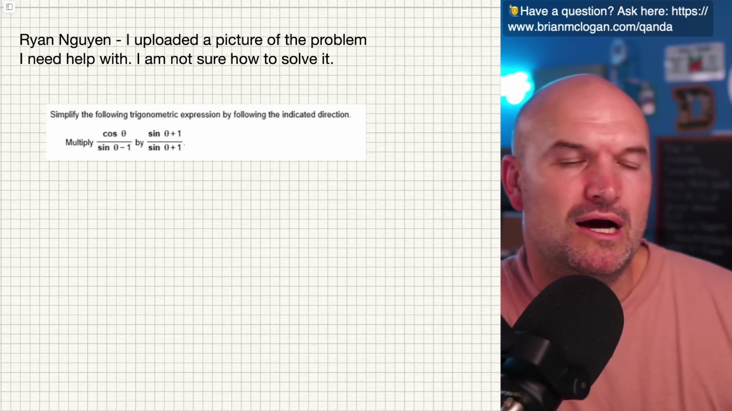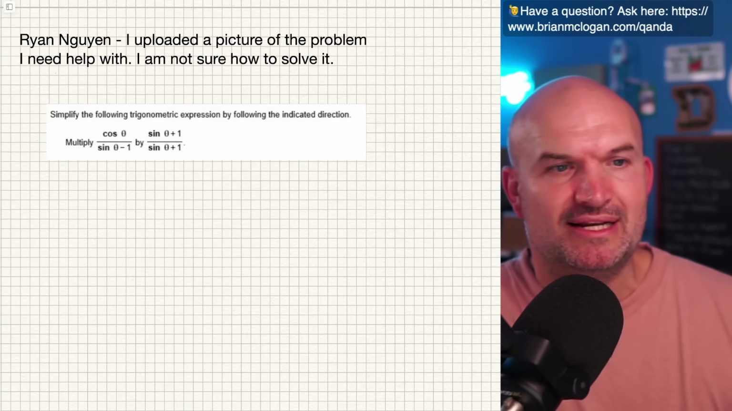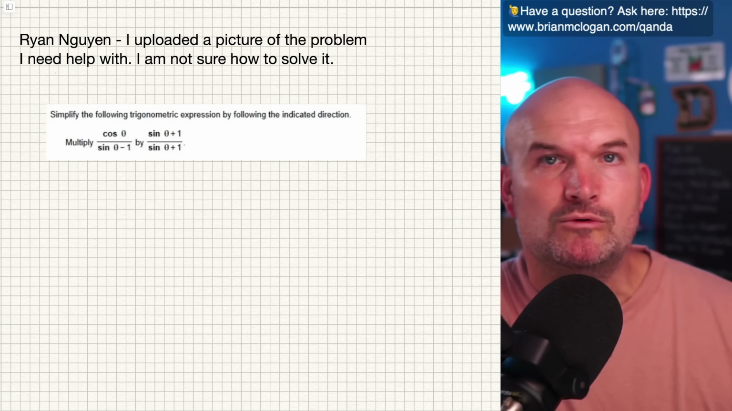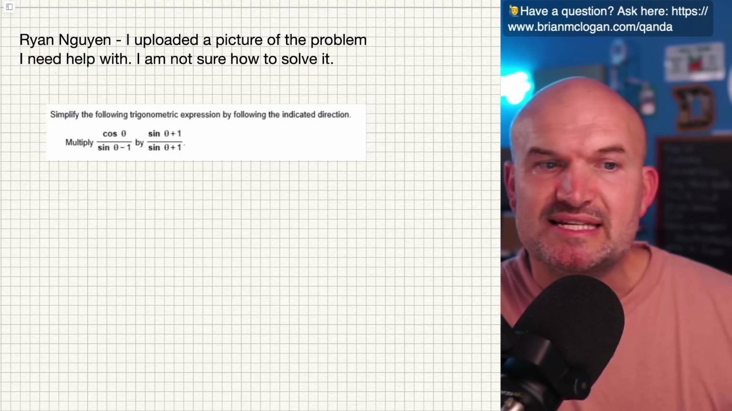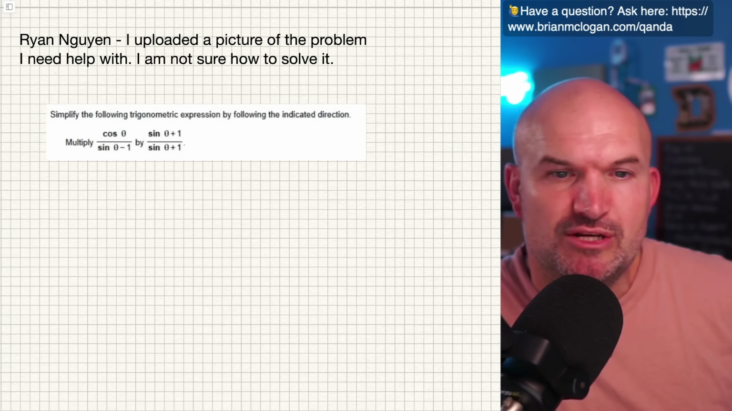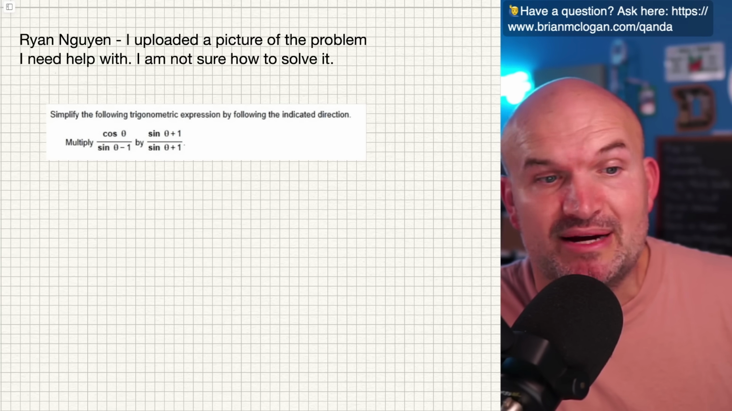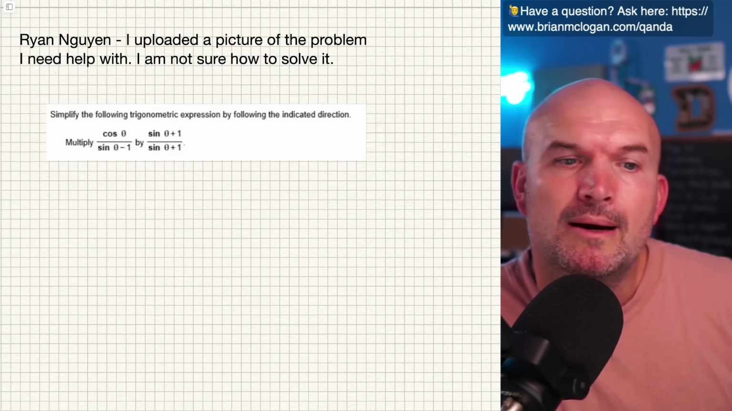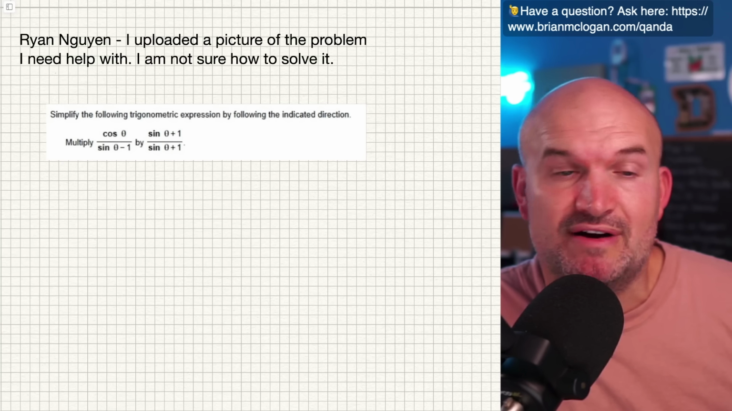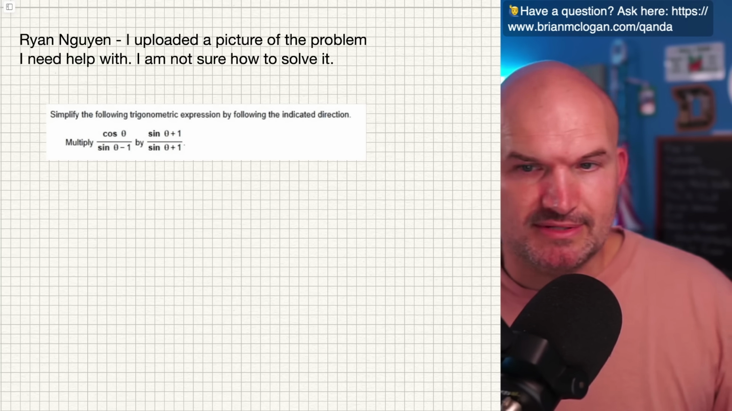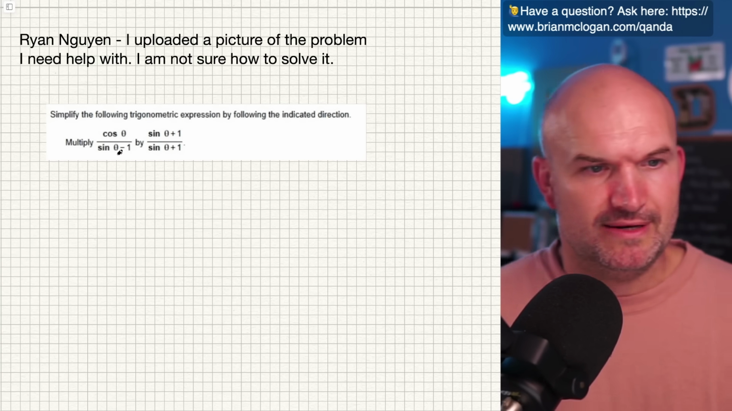So Ryan Wynn says, I uploaded a picture of the problem I needed help with. I'm not sure how to solve it. This one says, simplify the following trigonometric expression by following the indicated direction. So it says multiply cosine of theta divided by sine of theta minus 1 by sine of theta plus 1 divided by sine of theta plus 1. All right, so let's get into it, Ryan.